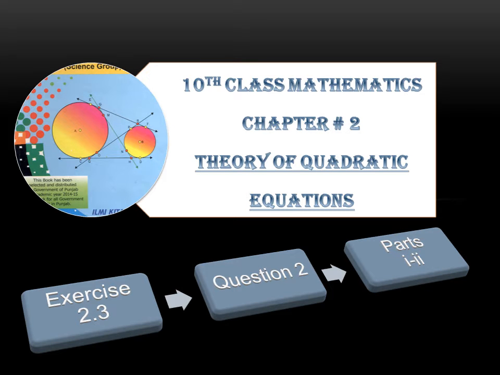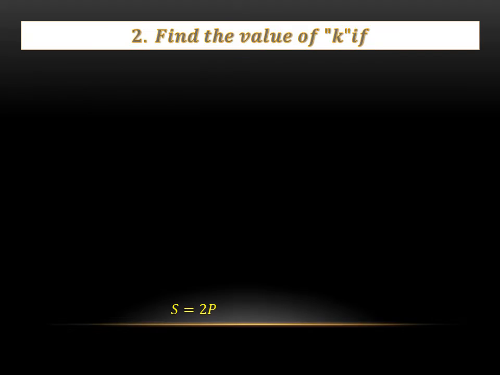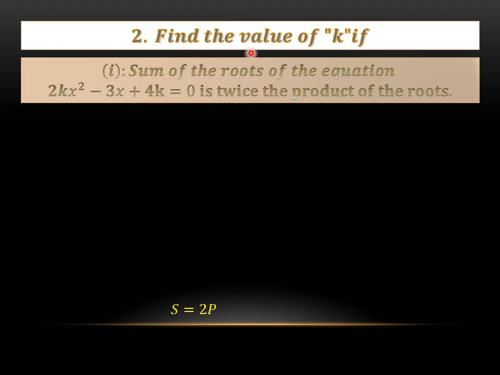This is the second lecture of exercise 2.3 and in this lecture we will cover question number 2, both its parts. Question number 2 states, find the value of k if. We have to find the value of k in both the parts of question number 2. So the first part states, sum of the roots of the equation 2kx square minus 3x plus 4k is equals to 0 is twice the product of the root.